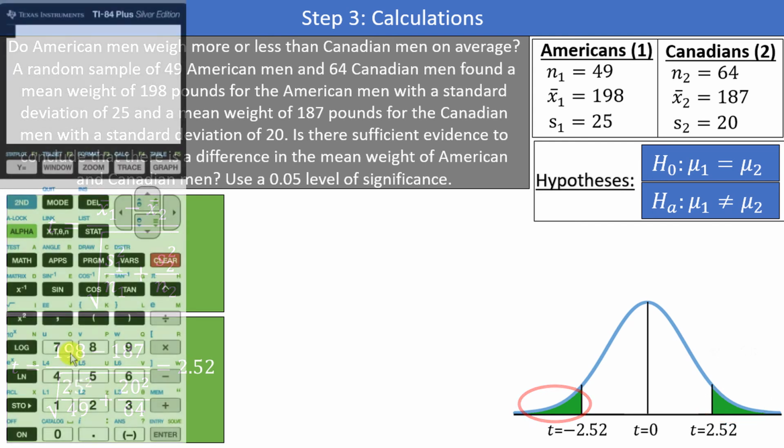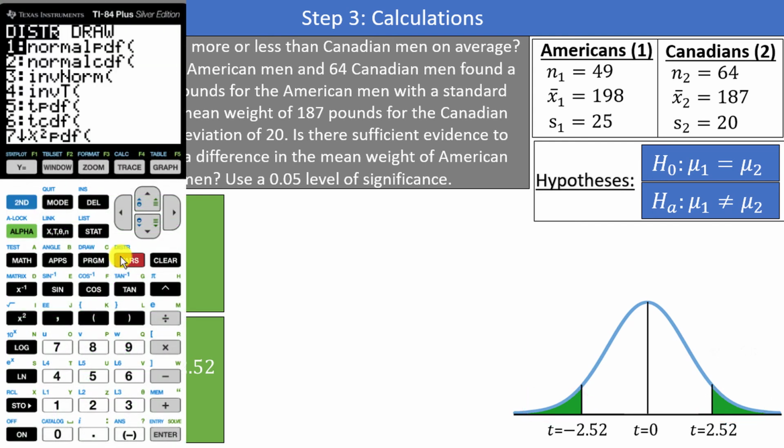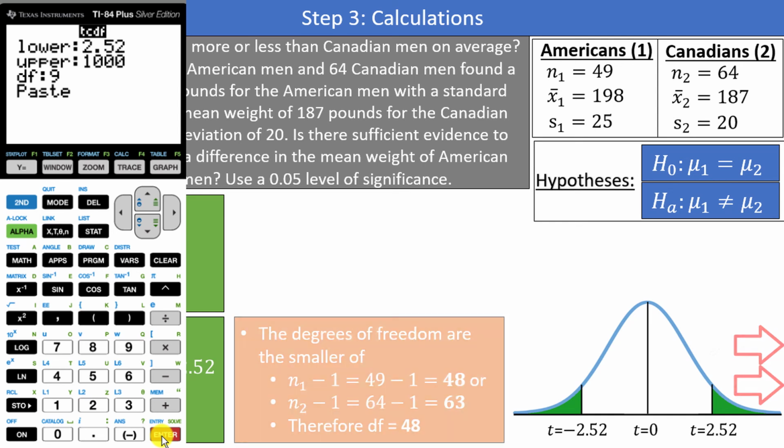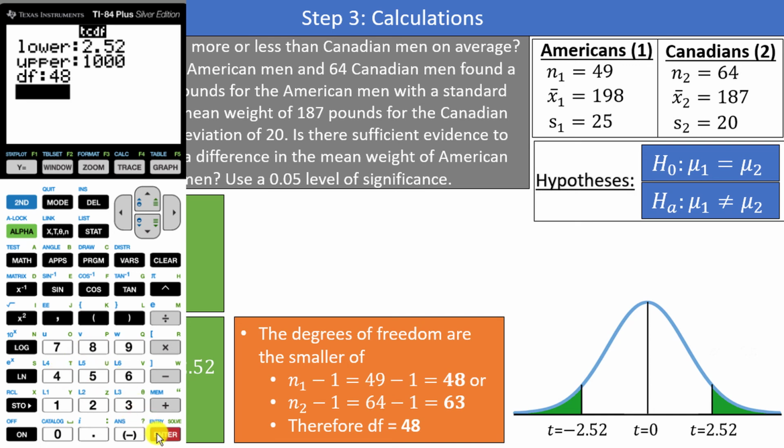To find the p-value on the calculator, press second, distribution, option 6 for TCDF, and then we can choose to solve for either the left or the right tail. Let's do the right tail. The lower bound of the shaded region is 2.52, and the upper bound is positive infinity, which we can enter in as 1000. The degrees of freedom can be approximated by the smaller of n1 minus 1 or n2 minus 1. 48 is smaller than 63, so the degrees of freedom are 48. Scroll down and press paste.